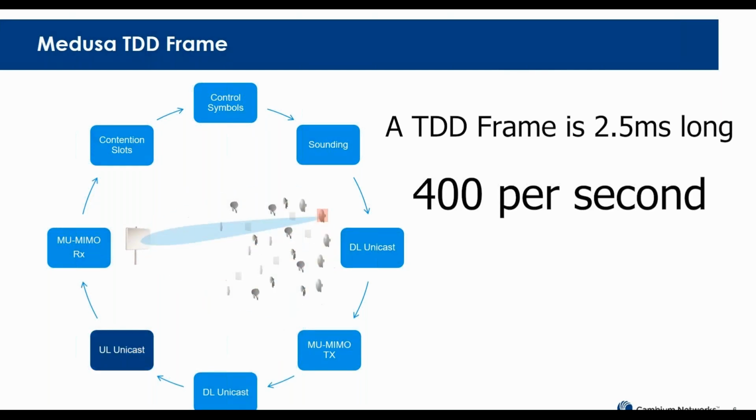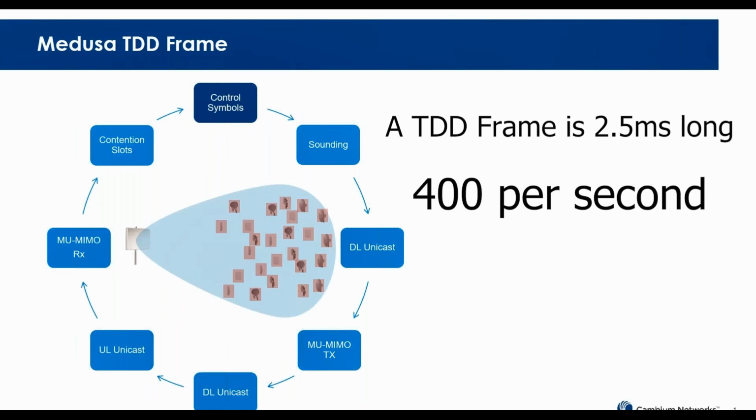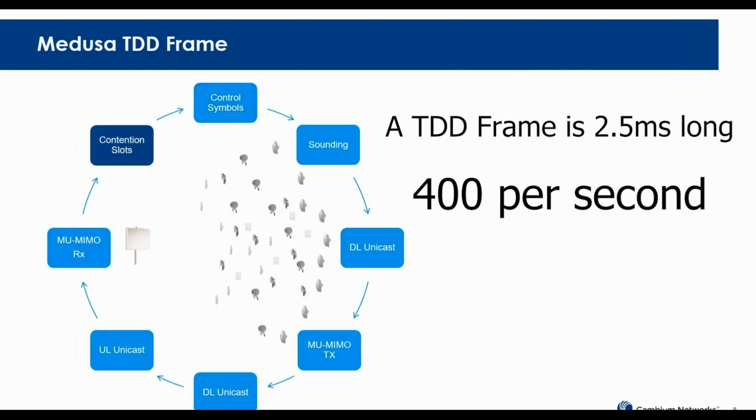We said every symbol, there is no guard time between the operating modes. And this happens 400 times per second with a 2.5 millisecond frame. So you can see how efficient the system is, because in every symbol, the access point will select the best operating mode for that specific transmission.